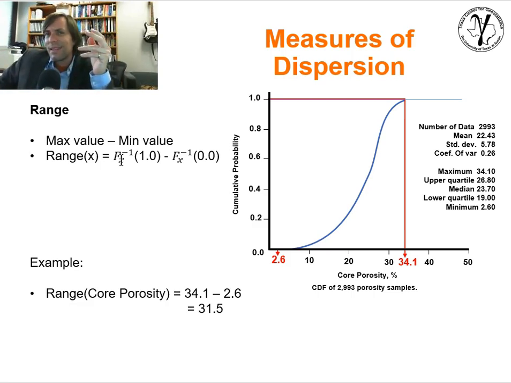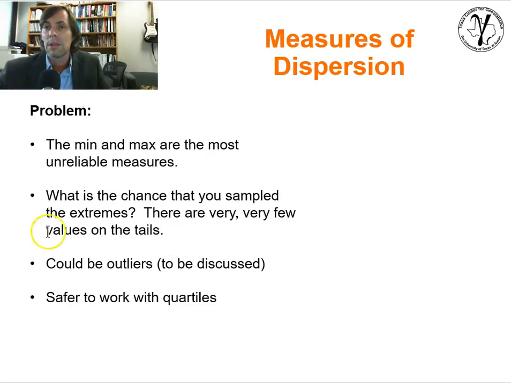Now, that's very useful, and I've shown an example right here, but there are problems with that. The min and max are the most unreliable measures. Once again, we sampled 1/1,000,000th of the subsurface, often volumetrically. What's the chance that we observe the ultimate minimum and maximum values? It's very unlikely. In fact, you'd imagine that the range statistic could be very unstable. And what about outliers?